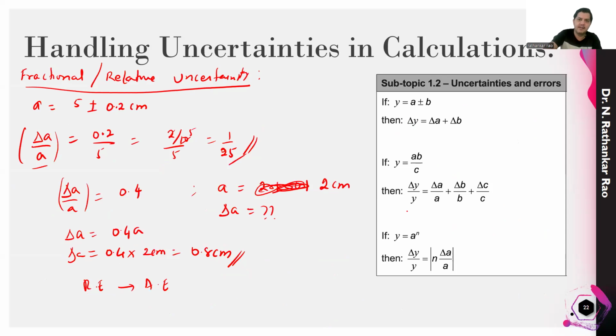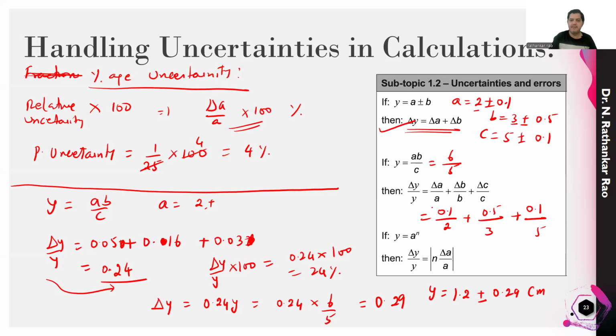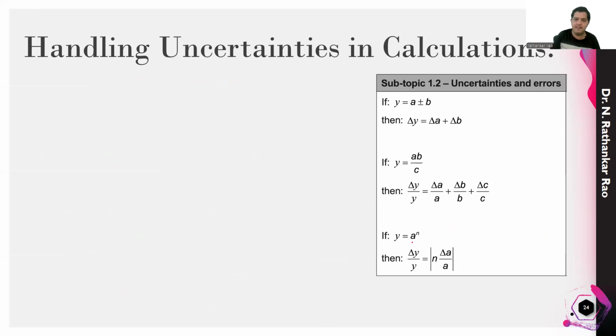Now, the next one. What we'll do is, we will use this one here. Y equal to a power n. So y is equal to a power n. You see delta y by y is equal to modulus of n delta a by a. What does it mean? It means whether n is positive or n is negative, even then this is always positive, because mistakes and errors cannot be negative.